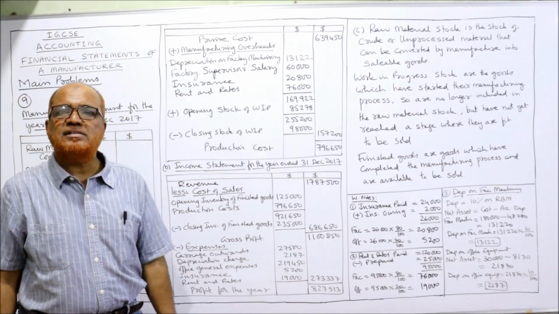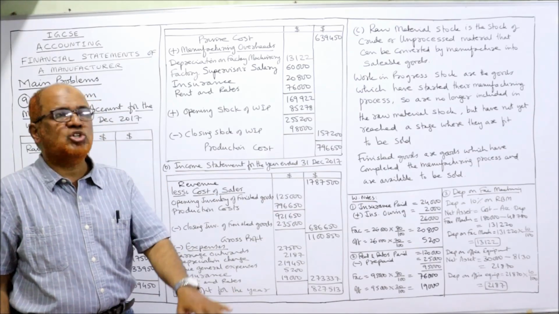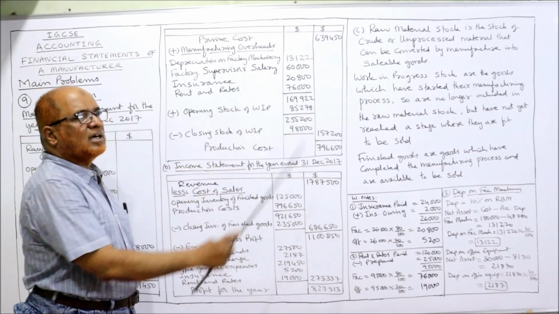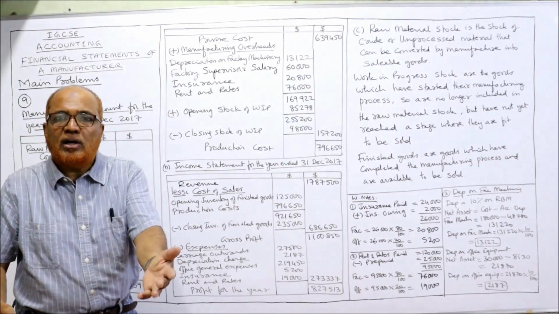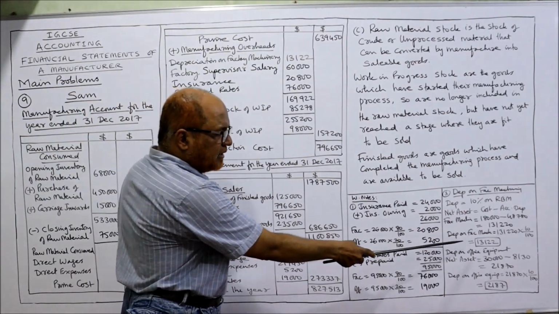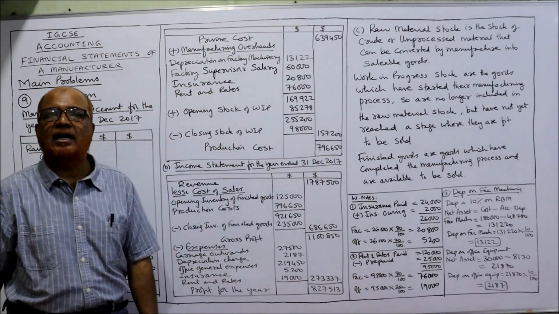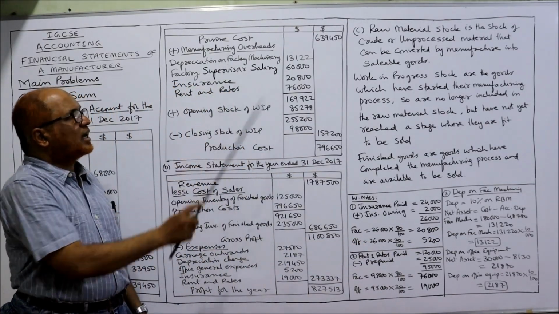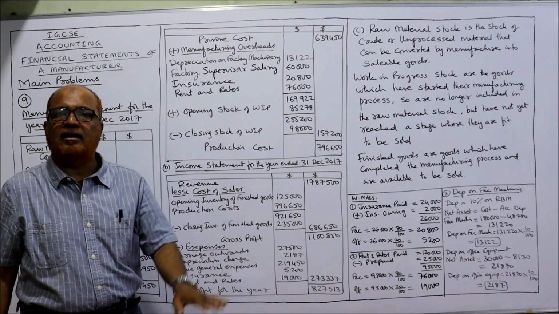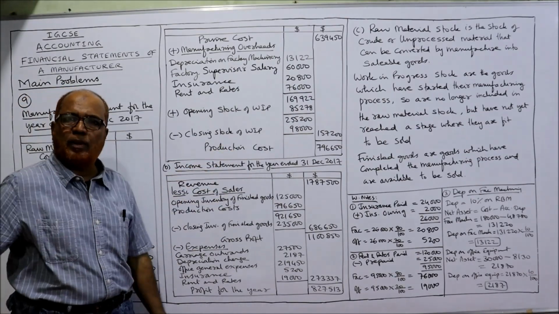First one, depreciation on factory machinery, 13,122. It is not given in the problem. We have calculated here 13,122. Just now I have explained how we calculate depreciation on factory machinery. Secondly, factory supervisor salary, directly we have taken. It is given in the problem.